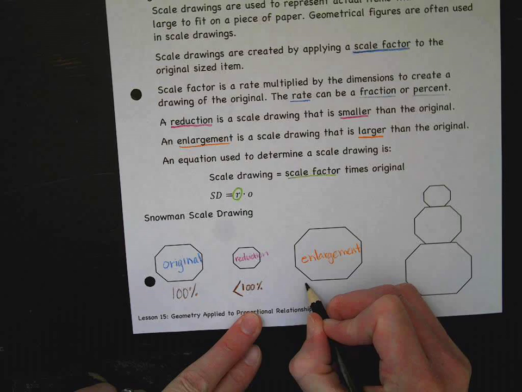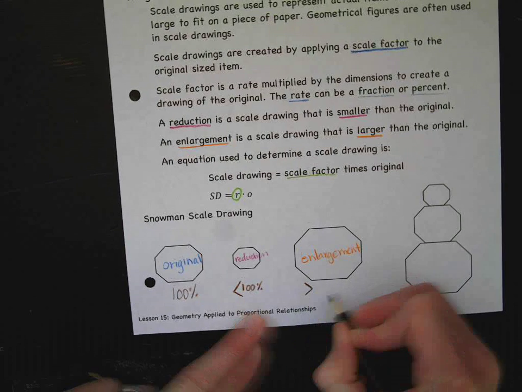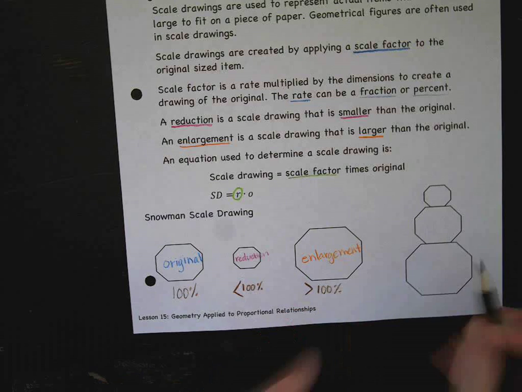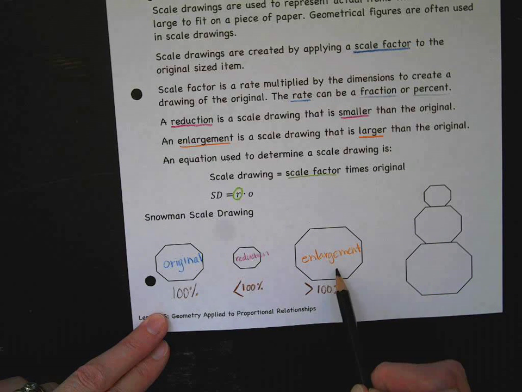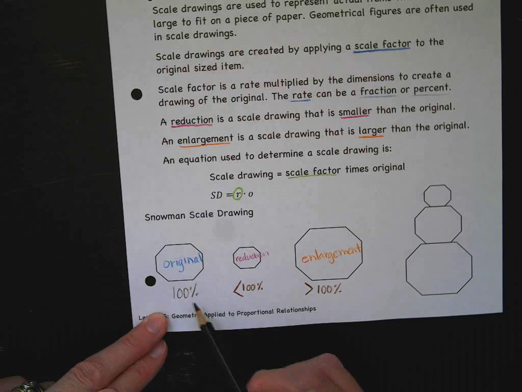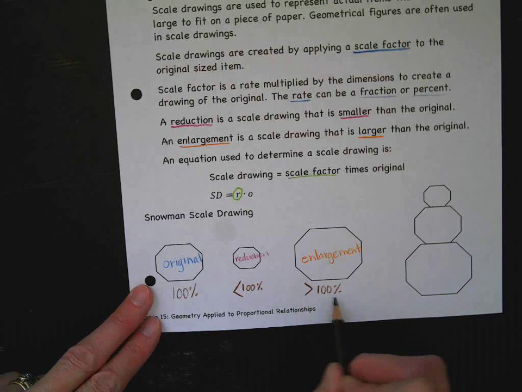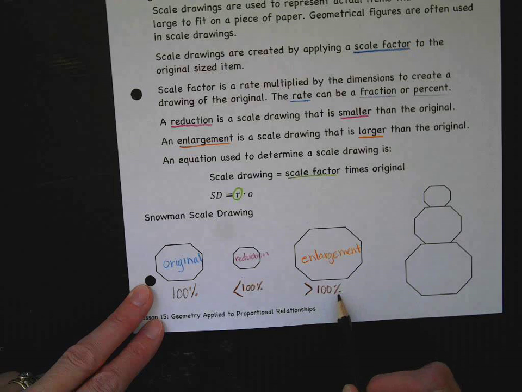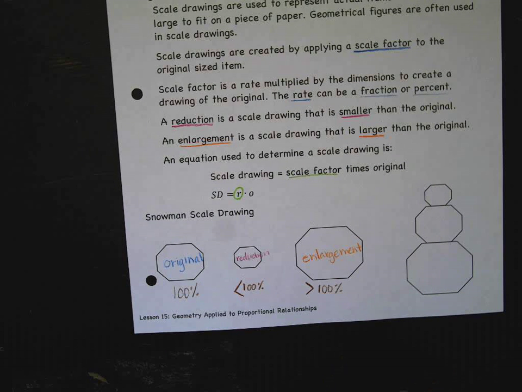An enlargement, however, is anything that is greater than 100%. And the reason we know that is because the only way that you can make this one bigger than the original is that the scale factor has to be bigger than the original. And if the original is 100%, then you know the scale factor has to be greater than that, okay? So it's very, very important that you start thinking about this, because in our next few lessons, we're going to show you how to apply it and make sure that you understand.